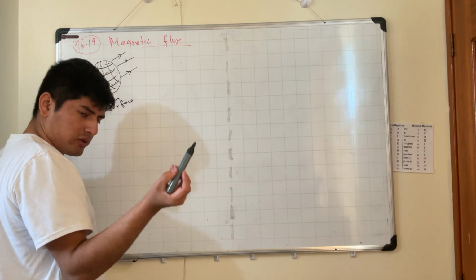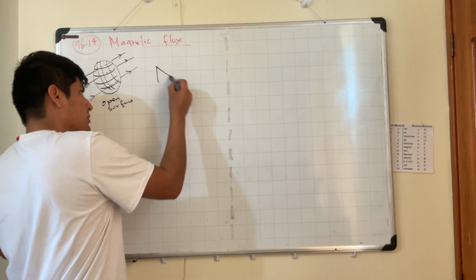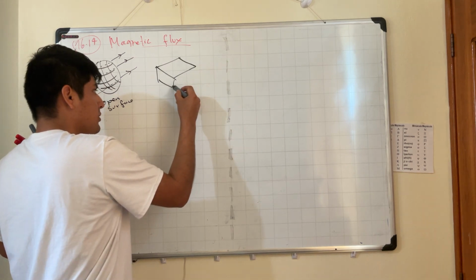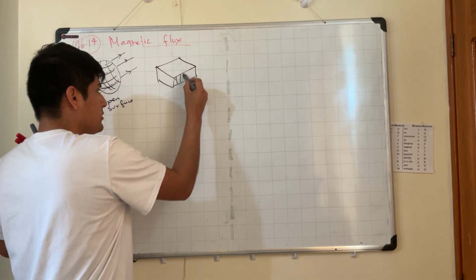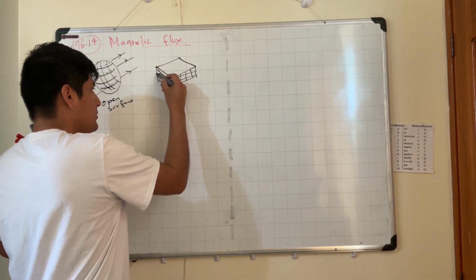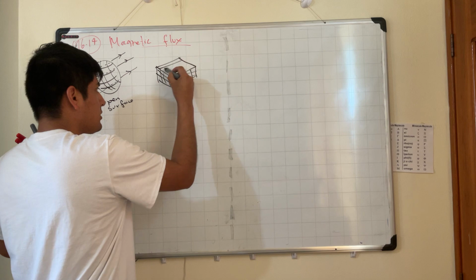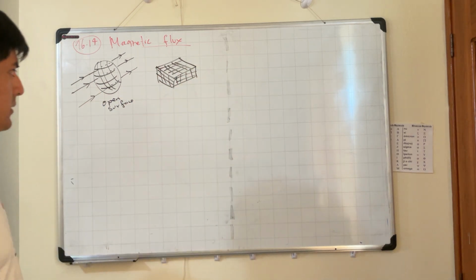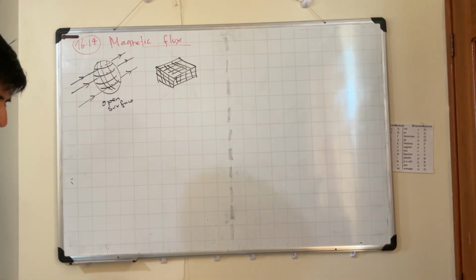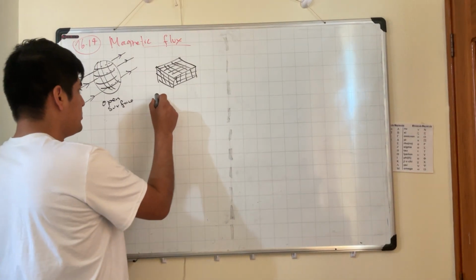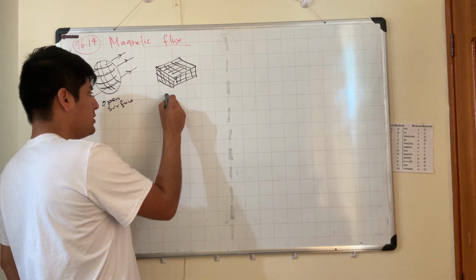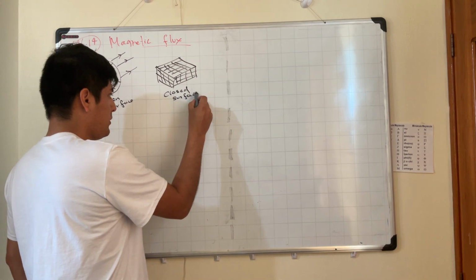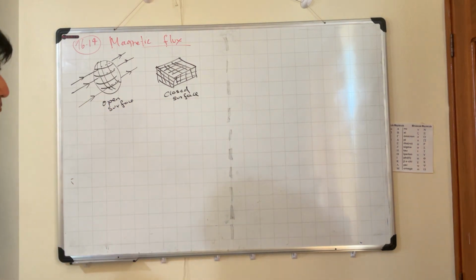And suppose a box or a 3D square. We are interested only in the surface of this box. So this we call a closed surface. This is a closed surface.